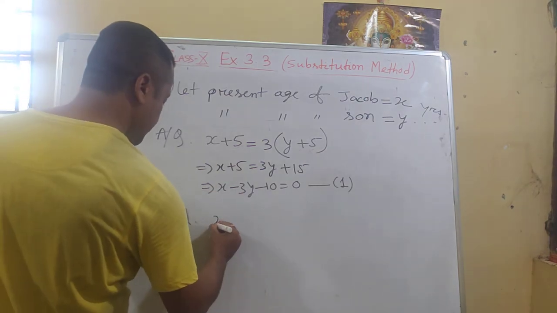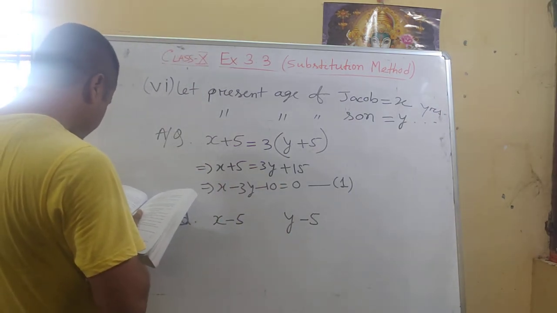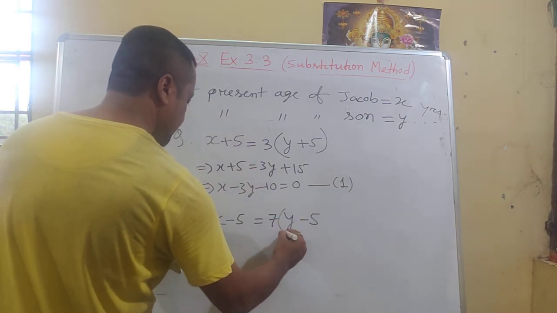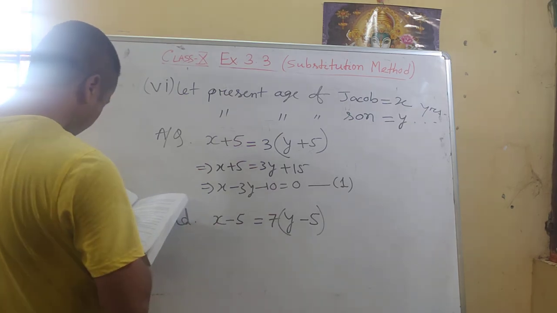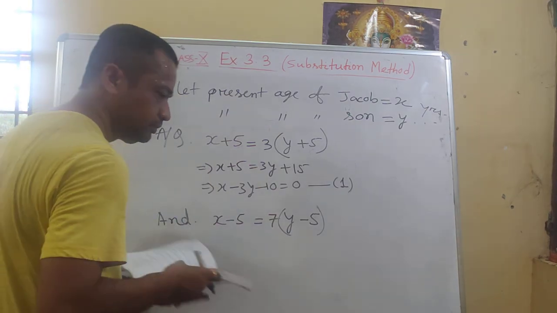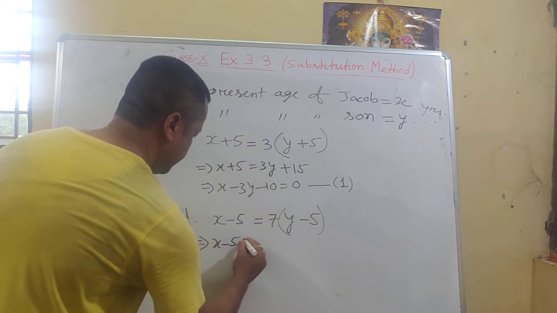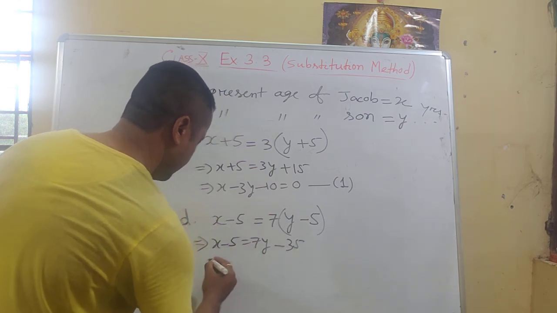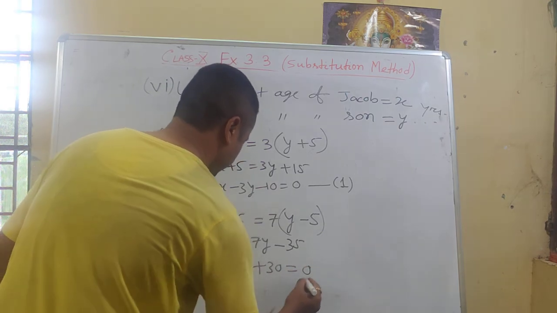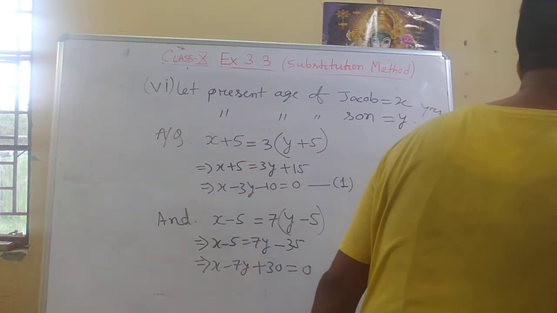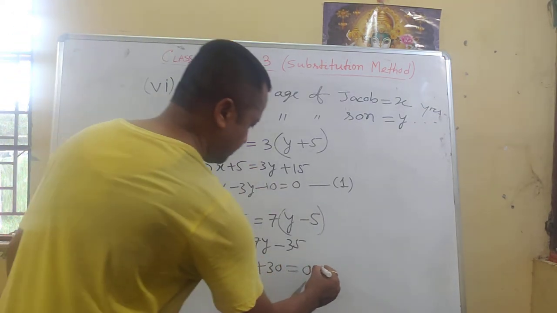And 5 years ago, Jacob was x minus 5 and the son was y minus 5. 5 years ago, Jacob was 7 times, according to the question, that is 7 into (y minus 5). So x minus 5 is equal to 7 into (y minus 5). These are the relations for 5 years ago. Simplify: x minus 5 is equal to 7y minus 35, so x minus 7y plus 30 is equal to 0. It is equation number 2.